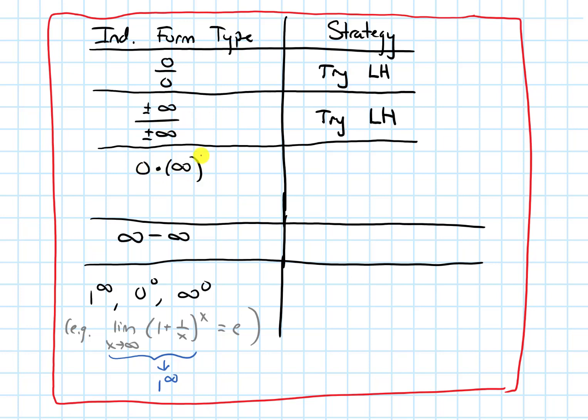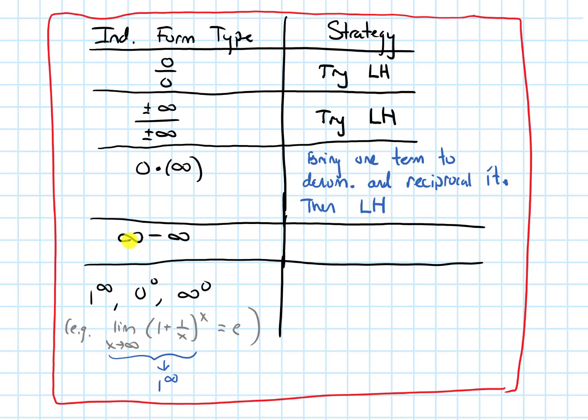For 0 times infinity, we had seen our strategy was to bring one term to the denominator and reciprocal it. And then often we'll have something of the form 0 over 0 or infinity over infinity. So then we can try L'Hopital's.